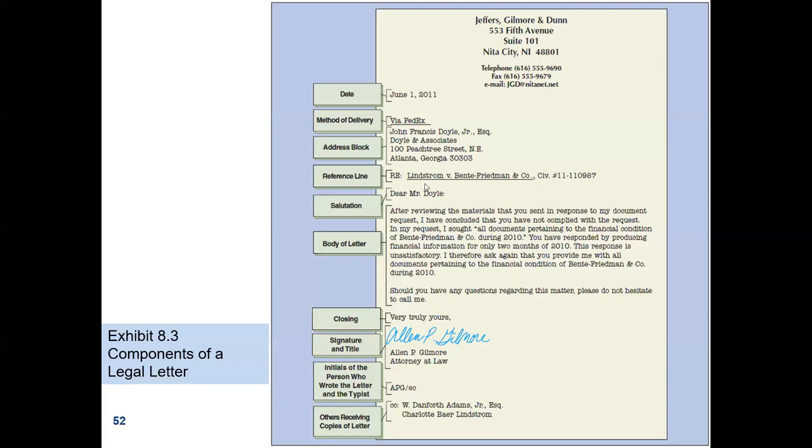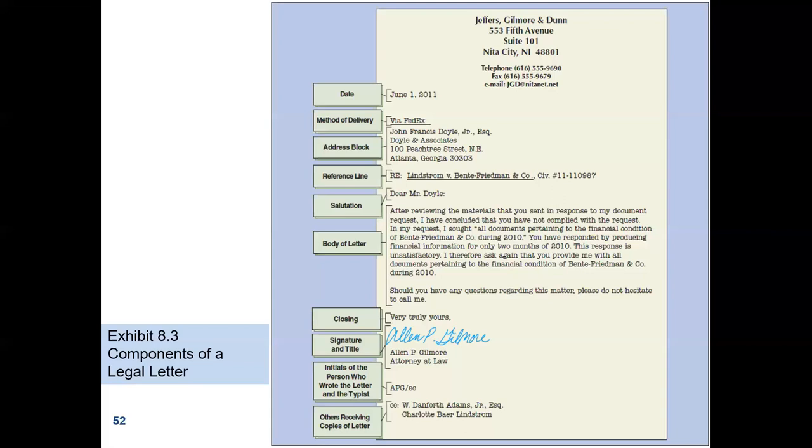Let's go to the Re line, or the reference line. This line is intended to convey information to the reader to help him or her decide what he's about to learn. It's almost like the title of a book. When you are looking to read a book, it's helpful to know what the book is about, and you look to the title to get that first bit of information. Well, that's what the reference line is going to give.